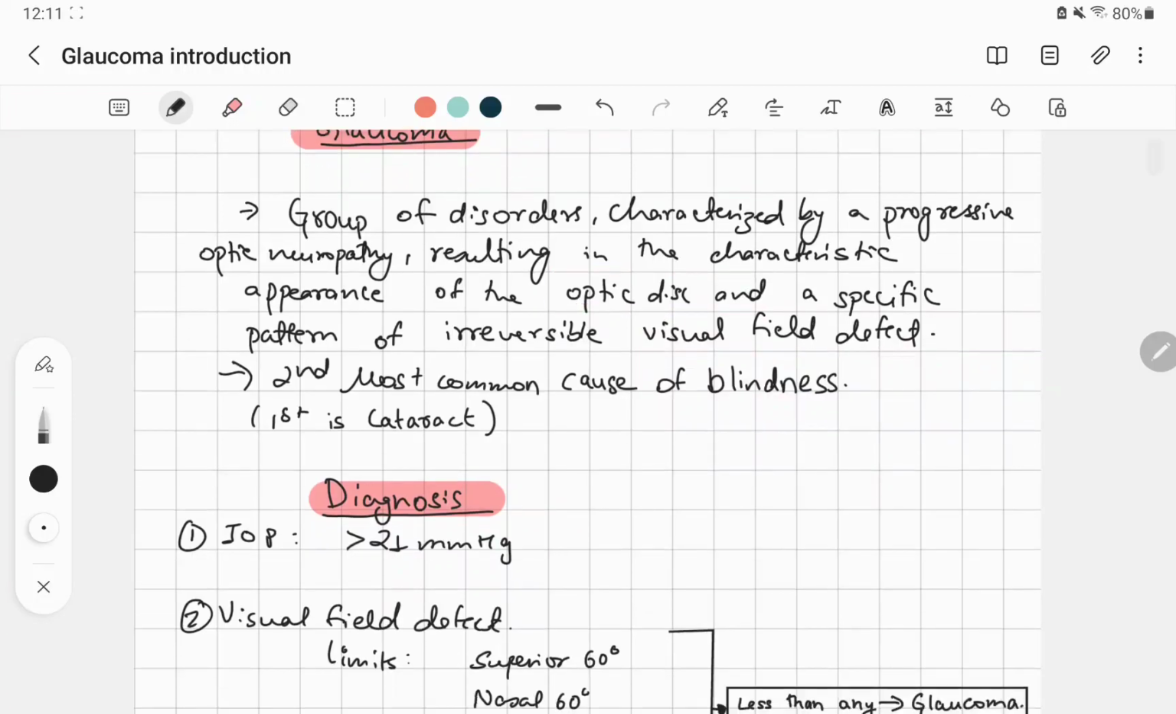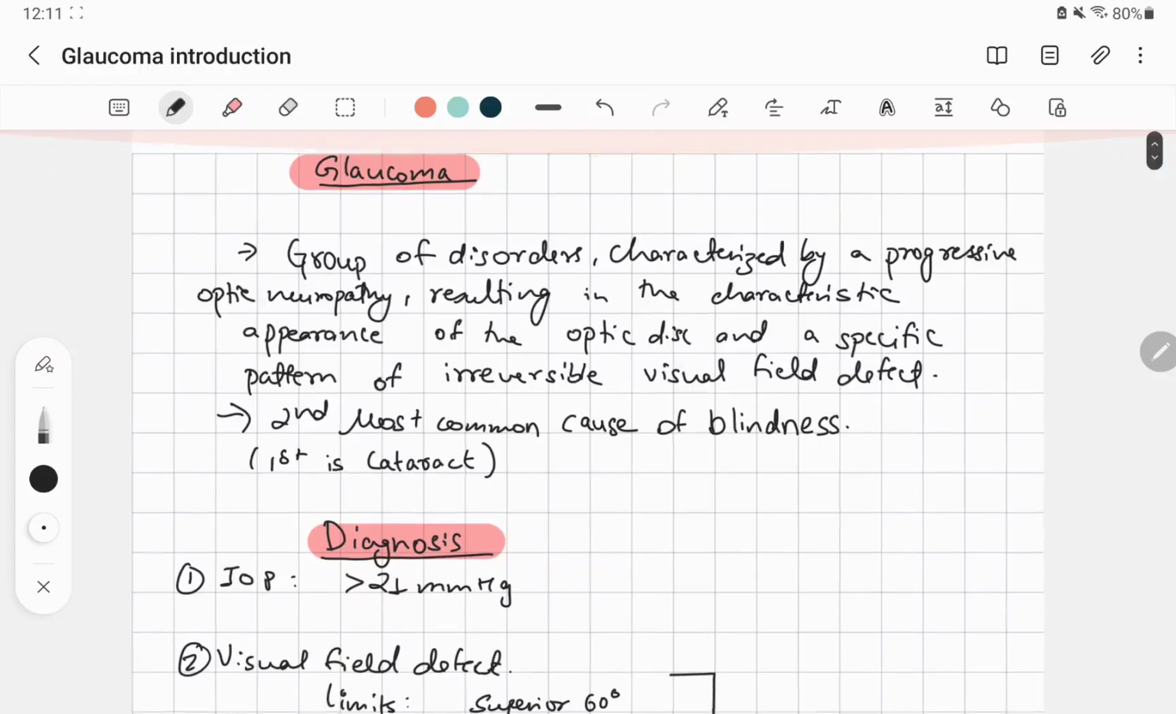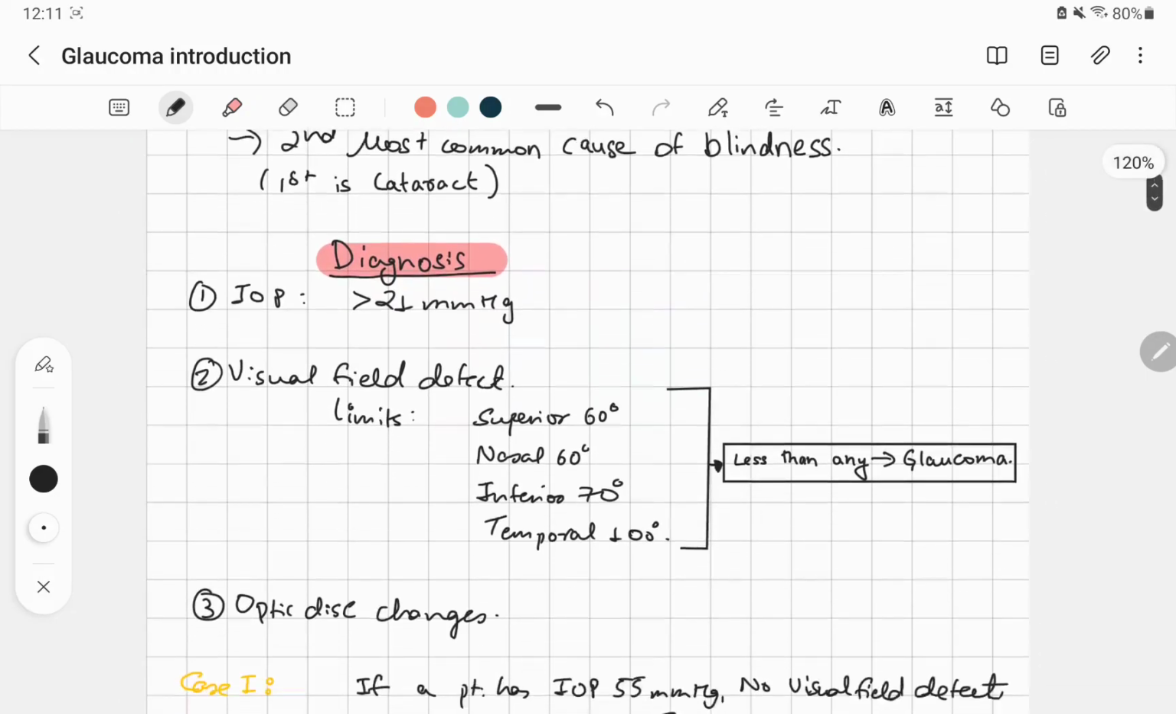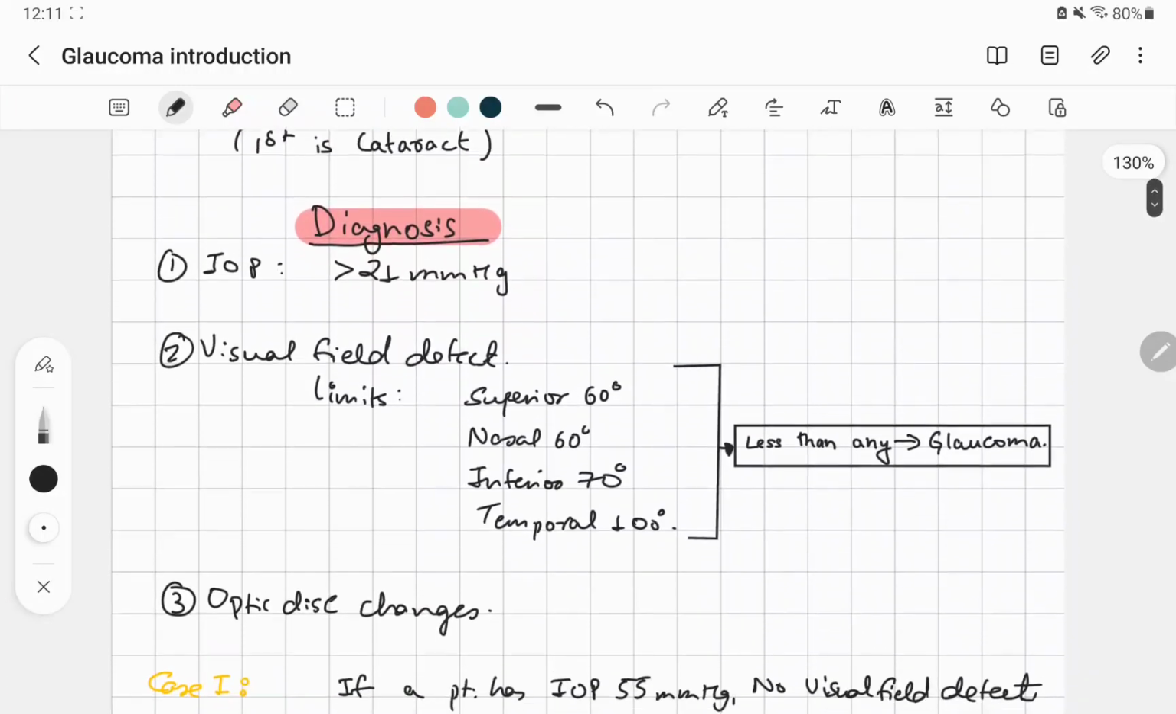So we have the definition of glaucoma as the group of disorders characterized by a progressive optic neuropathy resulting in the characteristic appearance of the optic disc and a specific pattern of irreversible visual field defect. In the optic disc, the cup to disc ratio is going to alter. We will discuss more in the coming videos.